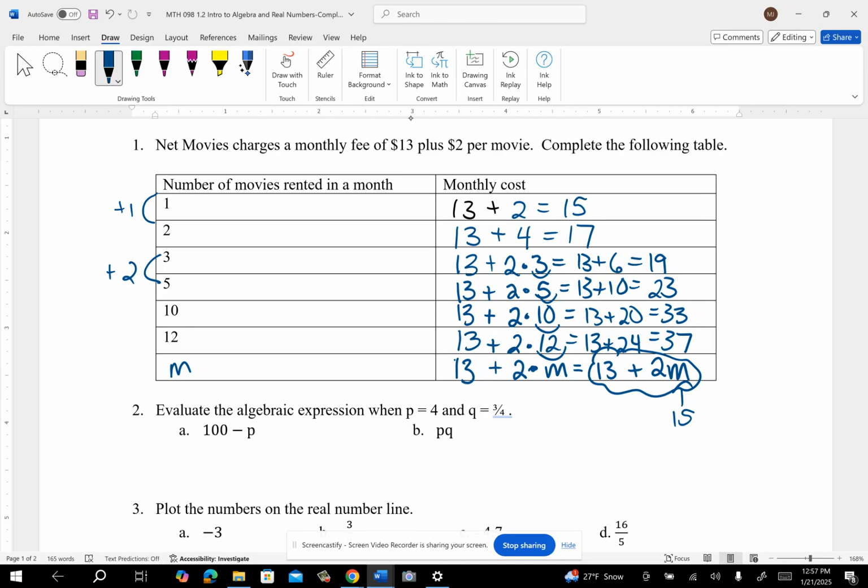And so if I know the monthly fee is 13 plus $2 per movie, then it's kind of like I'm translating almost the words. You know, $2 times the number of movies would be 2M. Add that to the flat fee of 13.